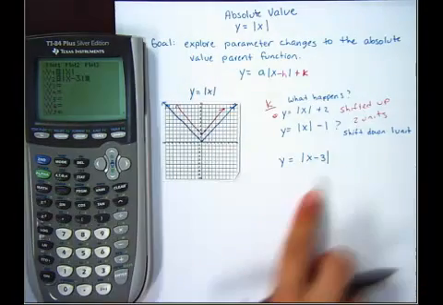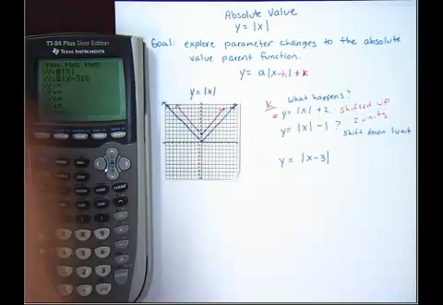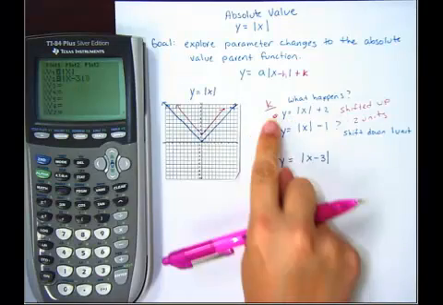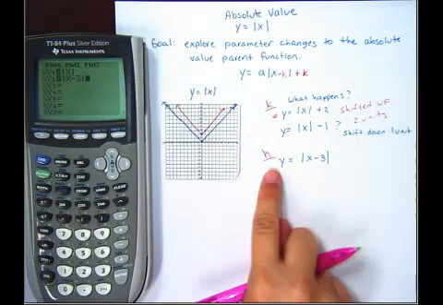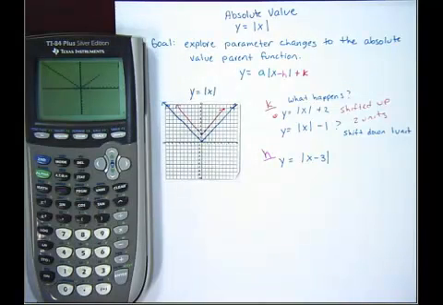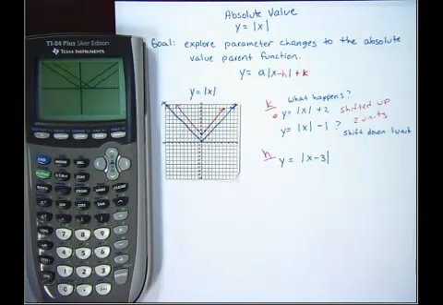Okay, now since we've moved inside, we've changed letters, so now we're looking at the h. We want to see what happens to the h. We saw that k shifted our graph up and down, and now we want to look at h. So when we go to graph this, always graph our original first. Now my graph has shifted to the right. It appears that my graph has shifted right.